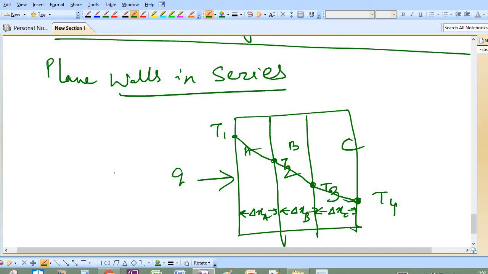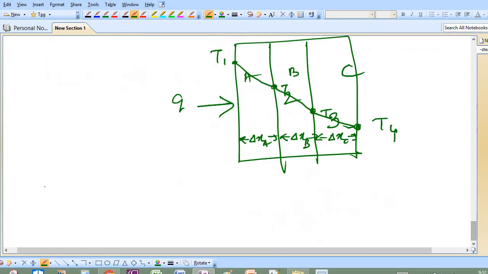Now, if we write the Fourier's law, the heat flow must be the same in each layer, since the heat flux is the same and other conditions remain the same. Therefore, the heat flow must be the same in each layer. We can write Fourier's law for each of these multiple walls in series. How? Let's see.